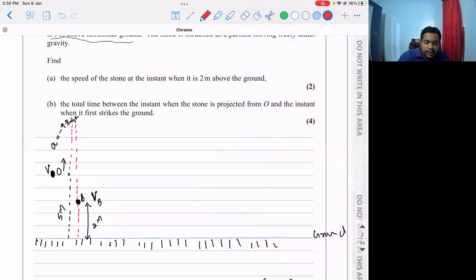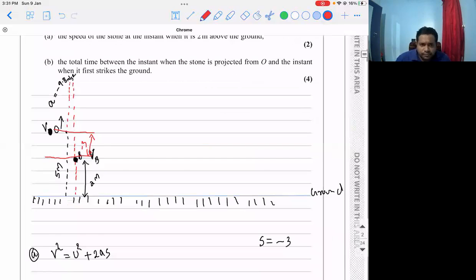You can see that since the particle is moving upward, this point B is actually below the point O. So what is the net displacement? You can see that the net displacement is minus 3. Why is it minus 3? Because finally the particle is displaced downwards. Correct? So S is equal to minus 3.